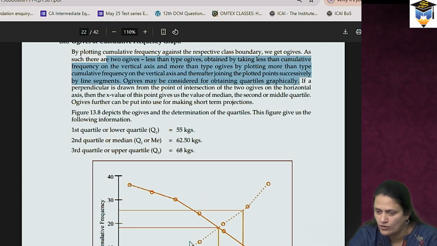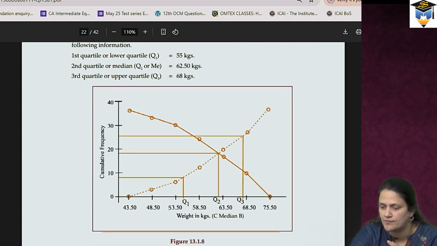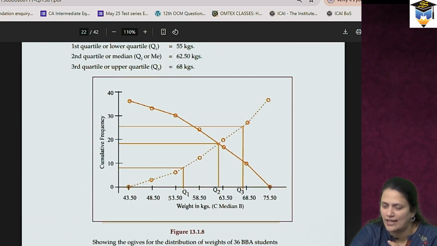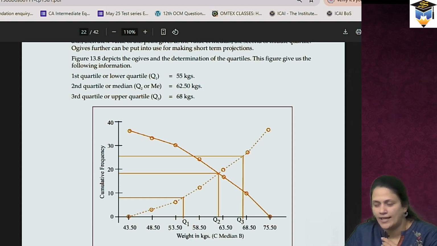Now check over here. This is a figure which depicts the ogives and determination of the quartiles. As you can see, the first quartile Q1 is here, second quartile Q2 is here, third is here, and all these points are joined by line segments. Write this example down and draw the diagram. Then we come to the end of this particular part.